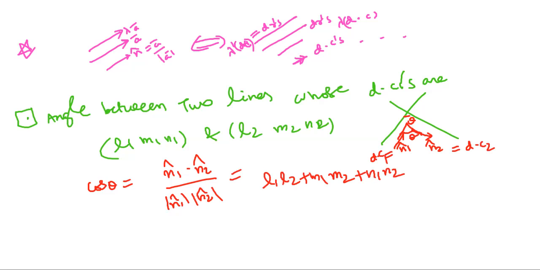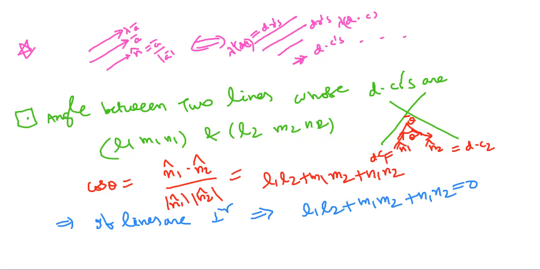So very clearly, like we always do, immediately we look for perpendicular lines. If lines are perpendicular, what is the criteria? Dot product equal to 0 implies L1 L2 plus M1 M2 plus N1 N2 equal to 0.